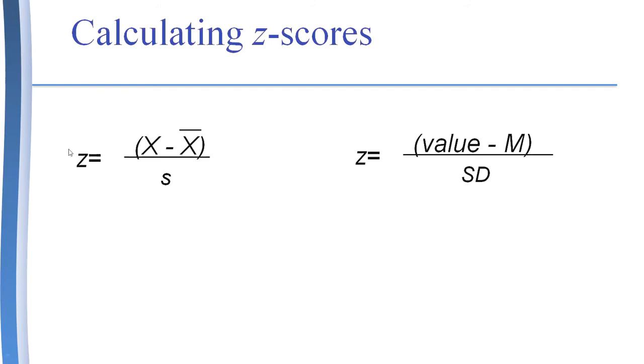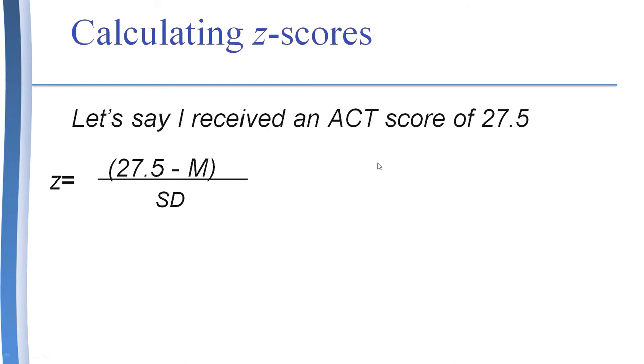So the z-score is calculated with this formula, where x represents your value, x bar is the mean of your sample set, and then s or sd is your standard deviation, right? So this is the number we're trying to find the z-score from. We subtract the mean and we divide it by the standard deviation. So let's say that I received an ACT score of 27.5, right? This is the value here that I'm trying to calculate. I would need to know my mean and standard deviation for the ACT, which I happen to. The mean for ACT is 21.